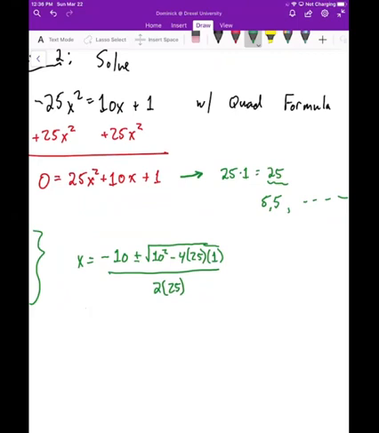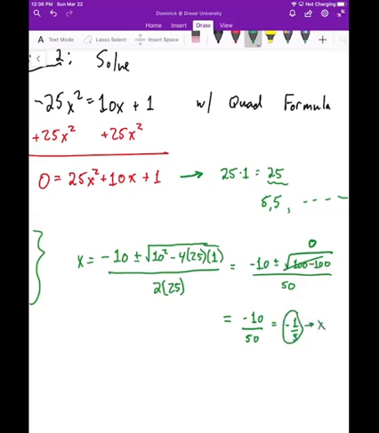Okay, so now we just have to simplify. So we have negative 10 plus or minus the square root of 100 minus 100, actually, over 50. So this will go away because this is just 0, and plus or minus 0 is still the same thing. So here we get minus 10 plus or minus 0, so we don't need it, over 50, which is just negative 1 over 5. So in this case, we actually only get one solution. We get that x is equal to negative 1/5.